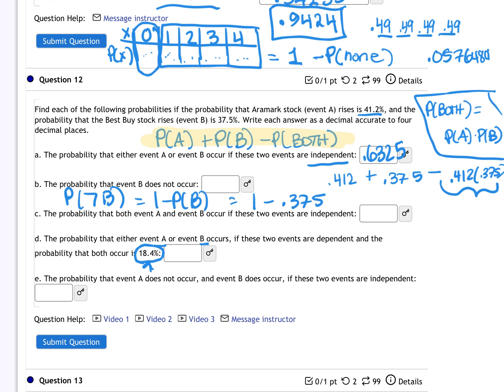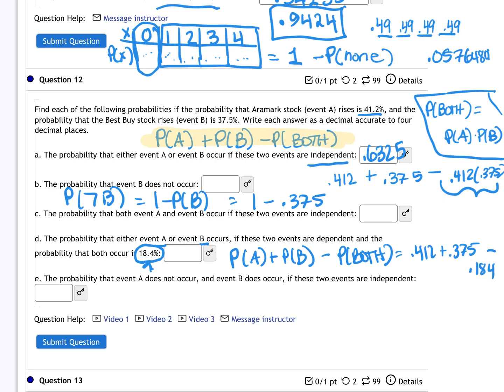But they gave us everything we need there. So now we're going to take the probability of A plus the probability of B minus the probability of both, which is equal to 0.412 plus 0.375 minus 0.184.